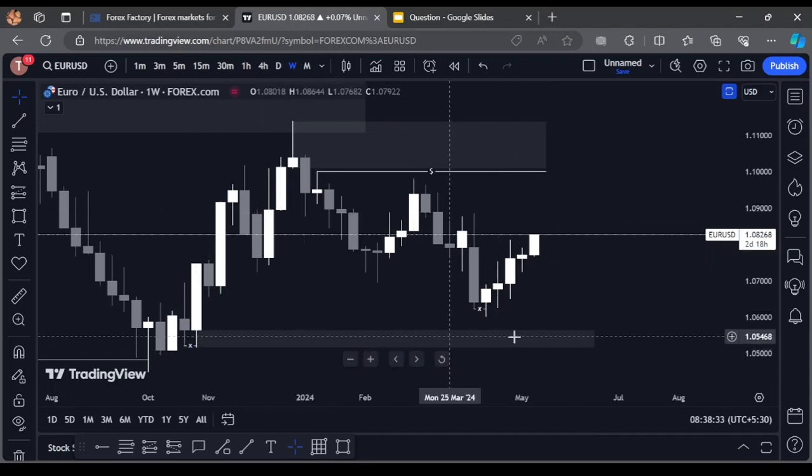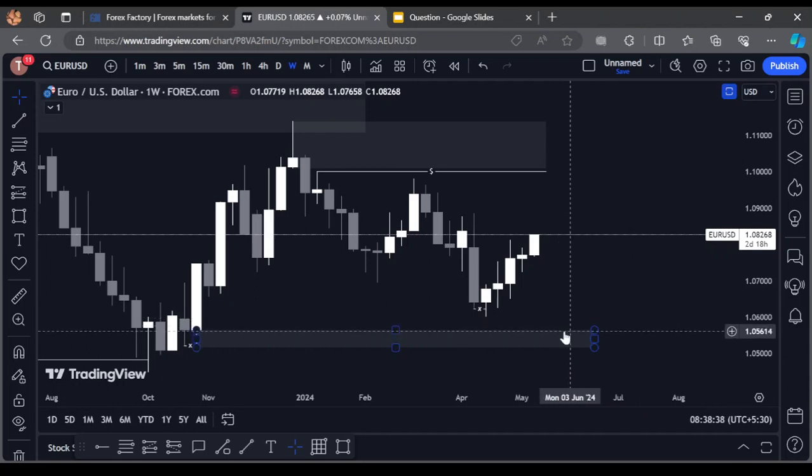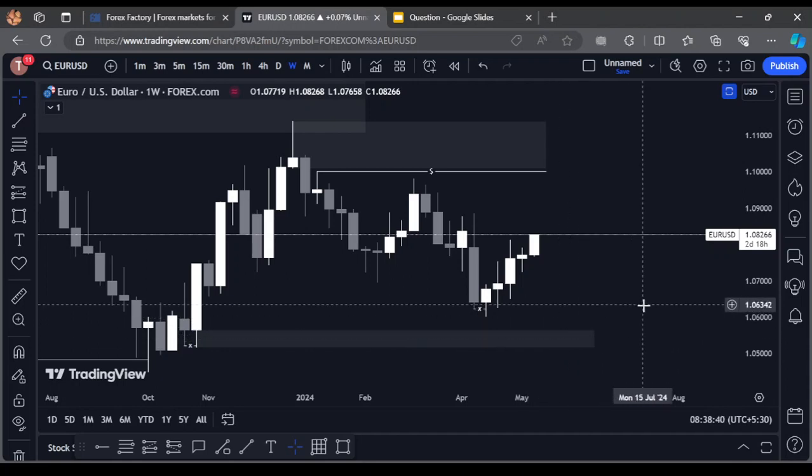And we are also having this zone. If the price is going to go into the downward direction, most likely we are going to see a reaction from this zone. So now let's move to the dailies.